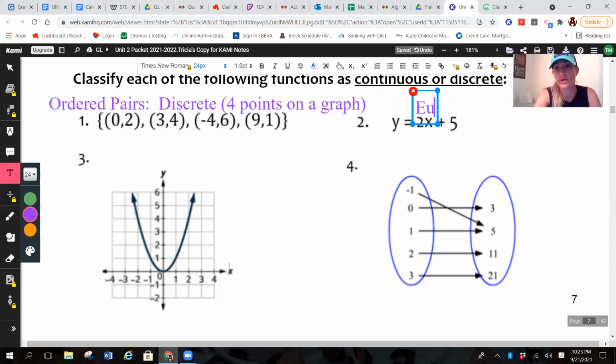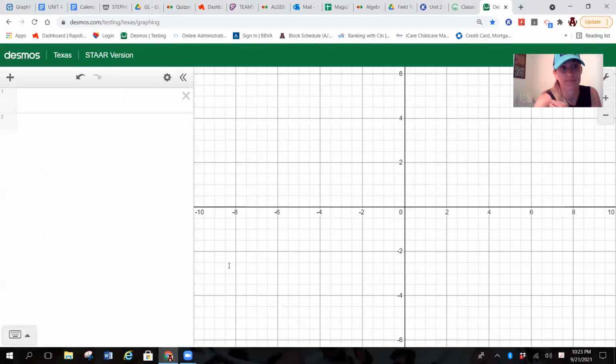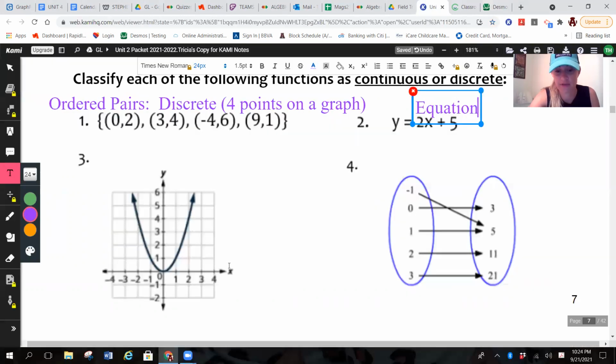Number 2 is an equation. Now I can graph this equation, y equals 2x plus 5. I see that this is a smooth curve or connected straight line. And in this case, it's a line. This is a connected line. So the equation is a line, and a line is continuous.